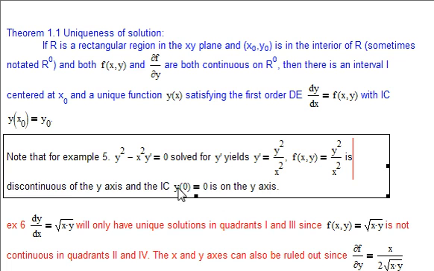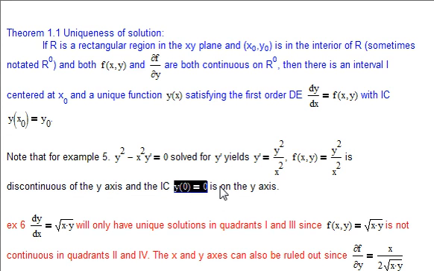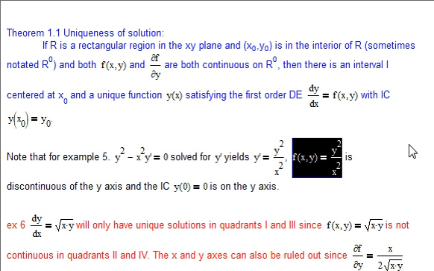And that's what happens. The y of 0 equals 0 is on the y-axis because x equals 0. Actually, it's the origin, and that cannot be because of this part of our differential equation. All right? I hope you can see now why that one failed.